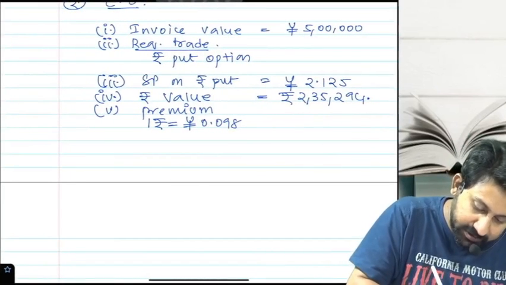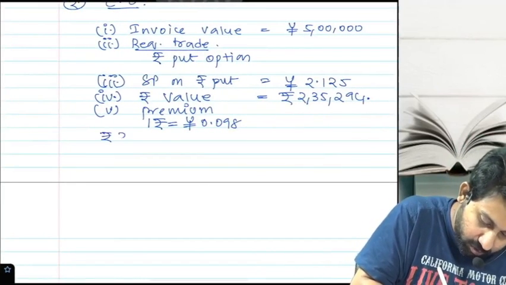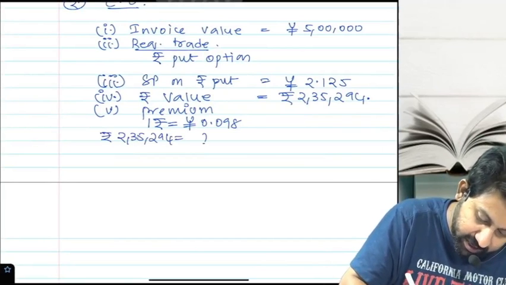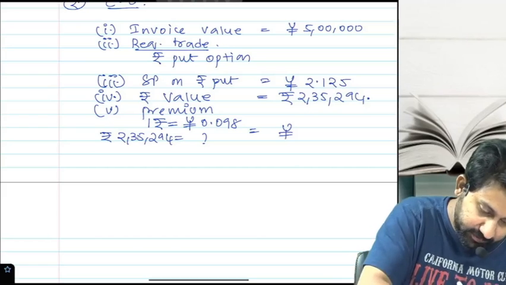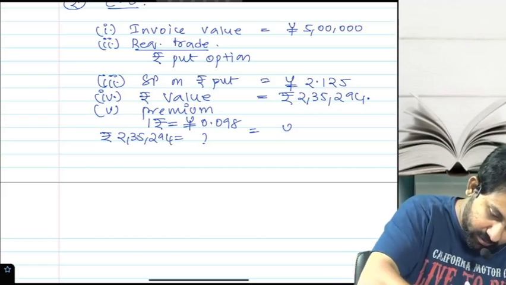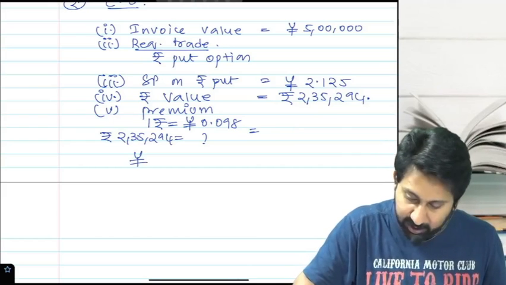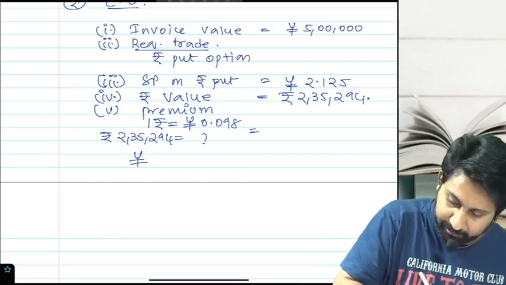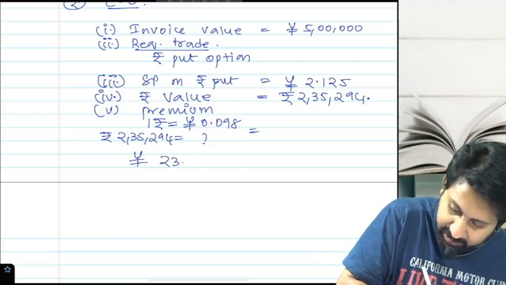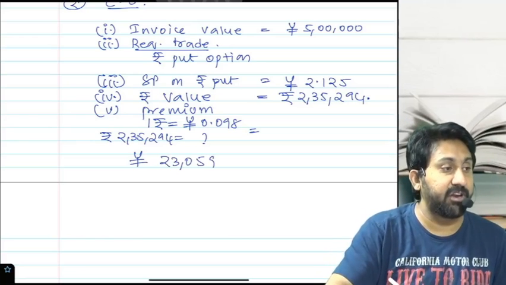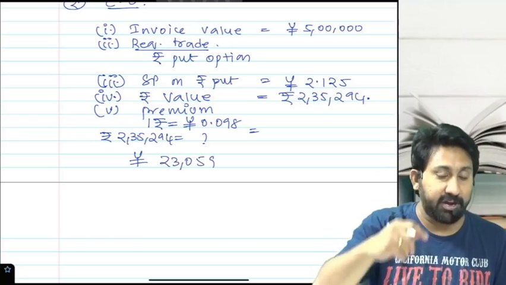How many rupees contract do we need to enter? Rupees 235,294 means how many yens? Yens 235,294 into 0.098 means 23,059 yens. Okay, this premium we need to pay at spot.